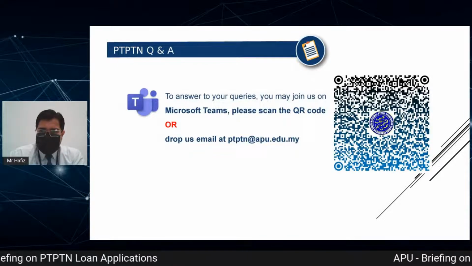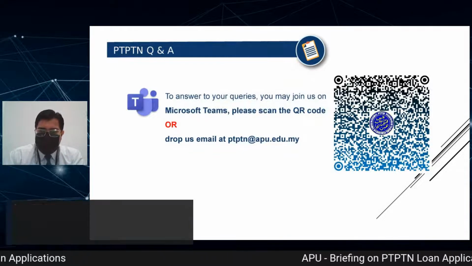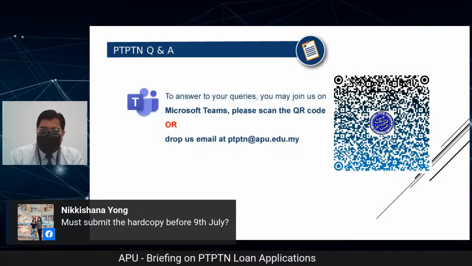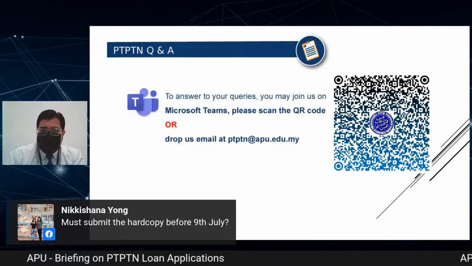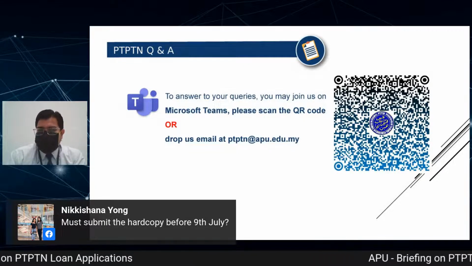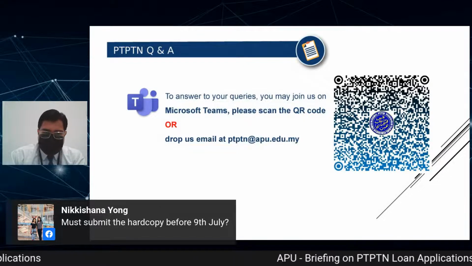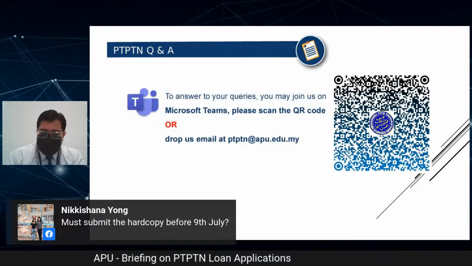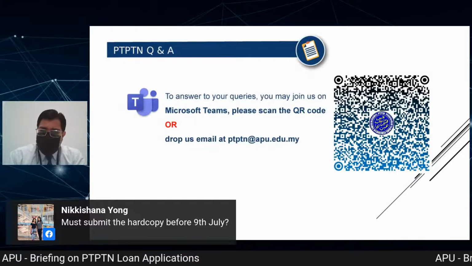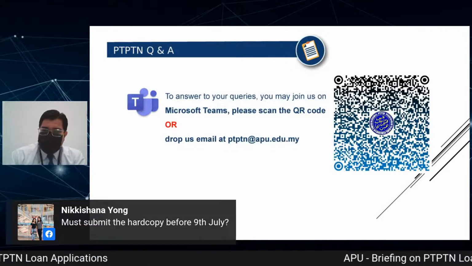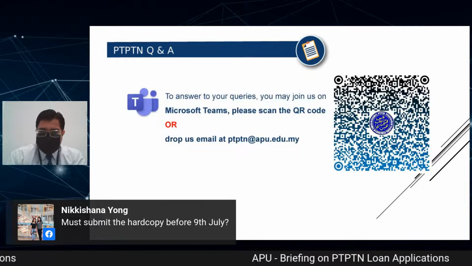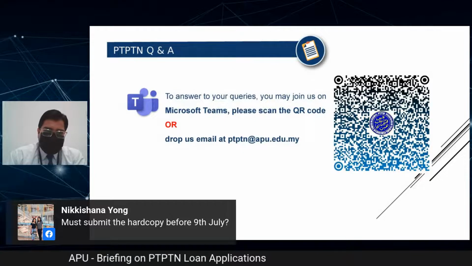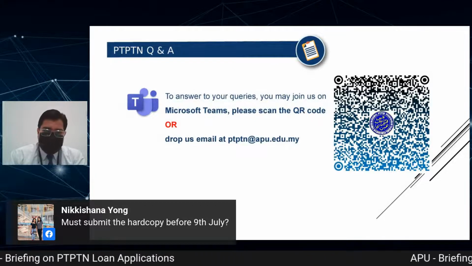Okay, another question from Nikki Shana Yong. You're mentioning that we must submit the hard copy before 9 July. The 9th of July is actually the time for PTPTN to process the online application. Even if students submit the online application in early June, or on the 28th or 30th of June, PTPTN will only process the applications after the closing date, which is the 30th of June.